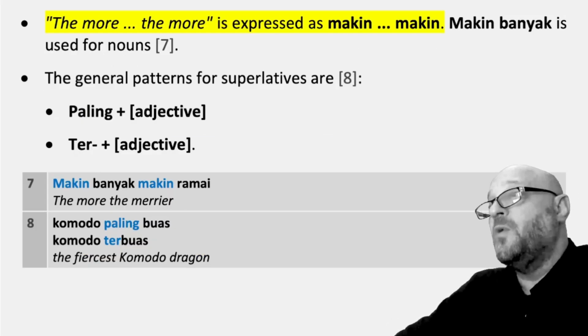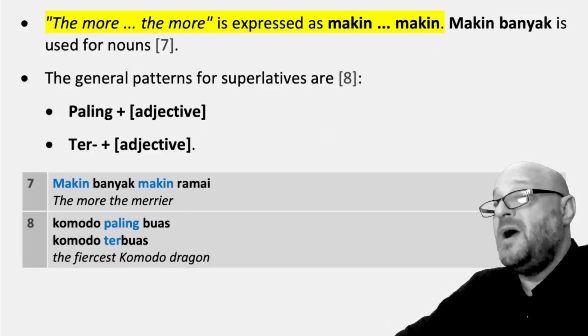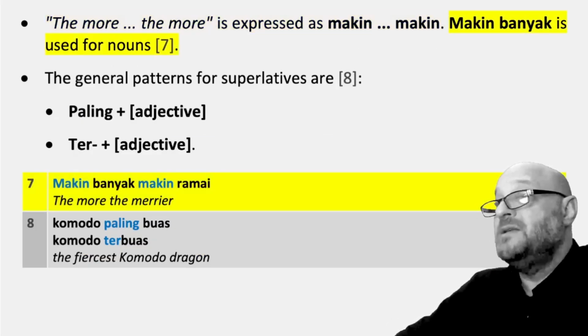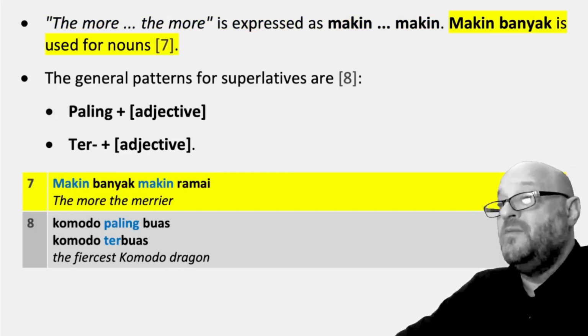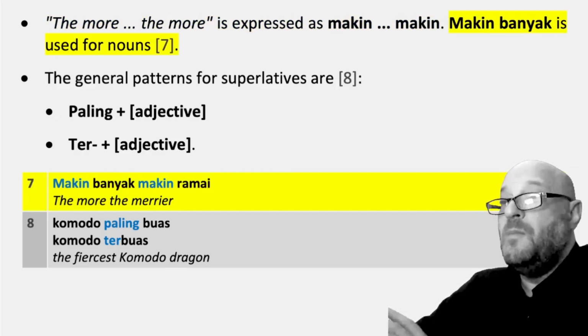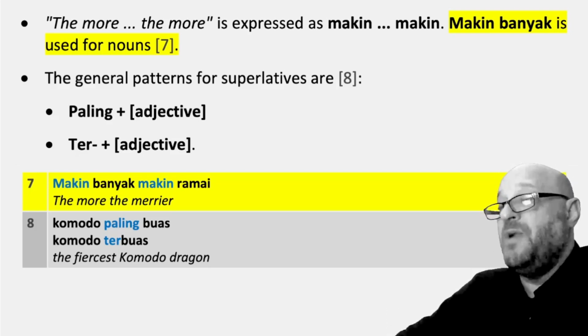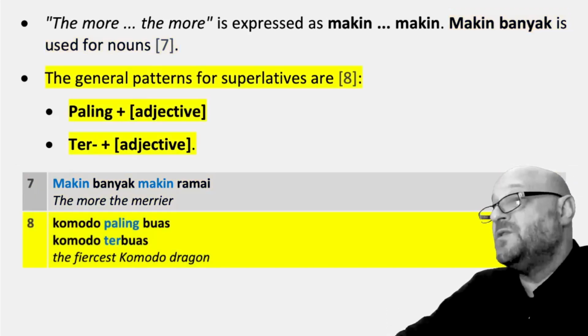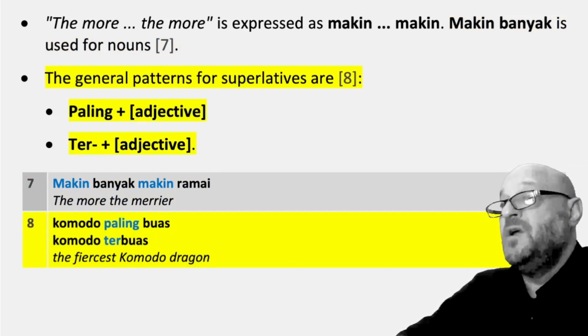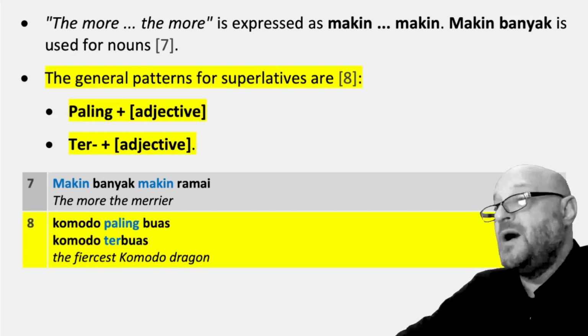The more is expressed as makin makin. Makin banyak is used for nouns. Makin banyak, makin ramai. The more the merrier. Or makin banyak orang, makin ramai. The more people, the merrier. The general patterns for superlatives are paling plus adjective or tur plus adjective. Komodo paling buas, the fiercest Komodo dragon, or Komodo tur buas, in example 8.